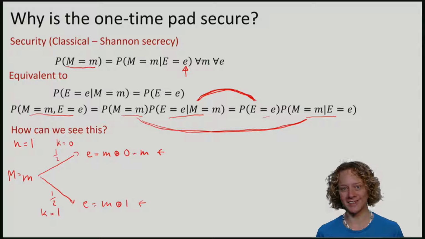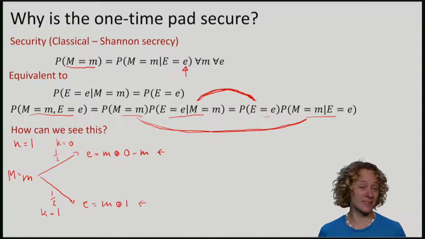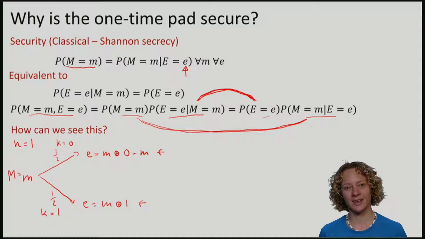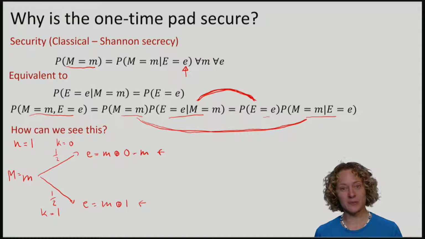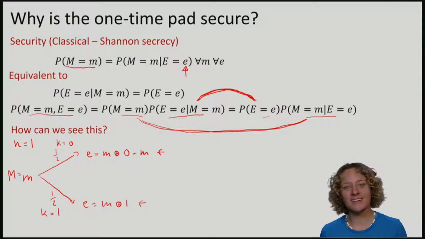And I'll write out this calculation in full detail in the lecture notes. So we see that our scheme is secure. Eve cannot gain any information about the message from something like the ciphertext that is independent of the message.